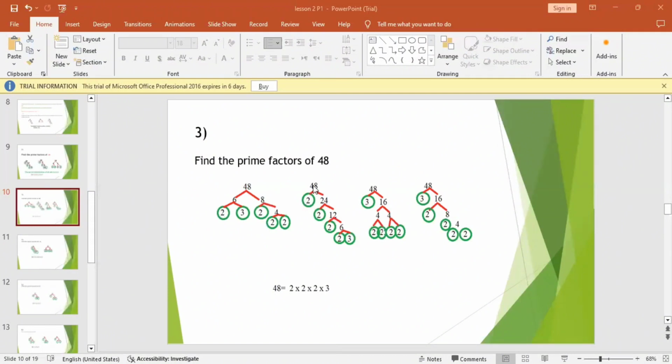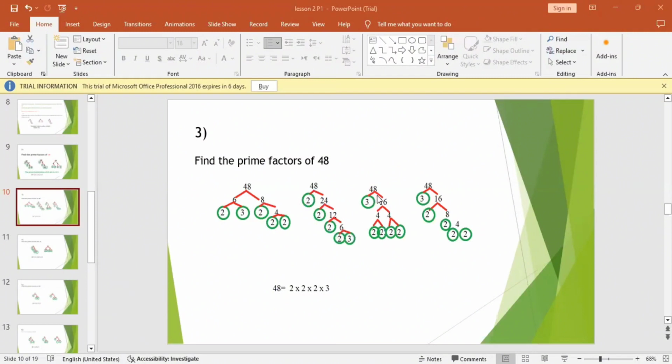Now, 48, how can I get it? 2 times 24. 24, I can get it by 2 by 12. 2 is a prime. Let's take 12. I can get it by multiplying 2 by 6. 6, I can get it by multiplying 2 by 3.